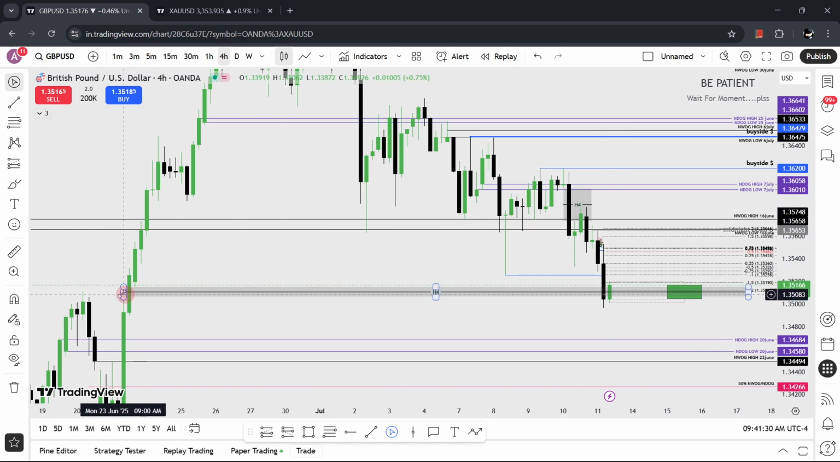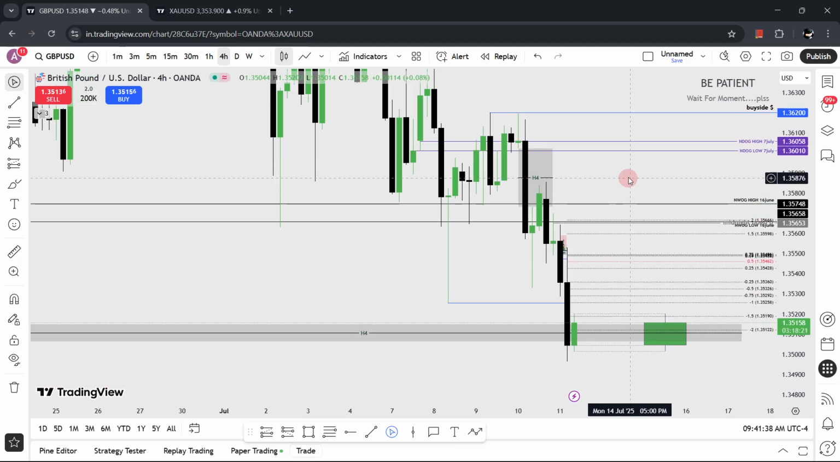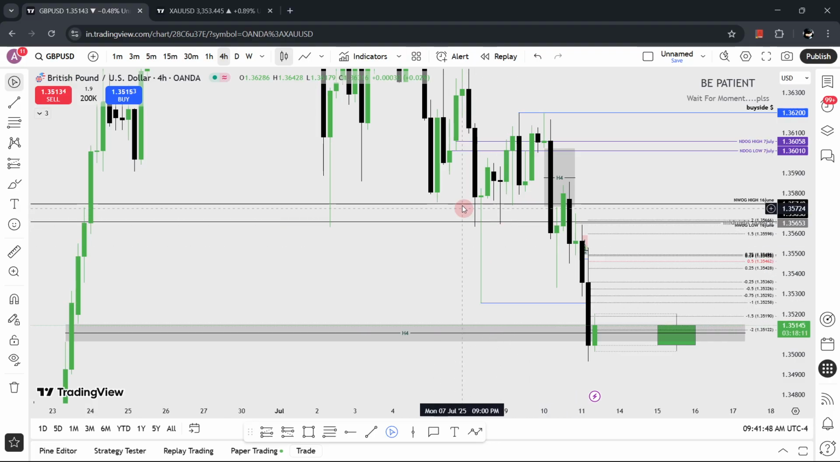You had this 4-hour unmitigated fair value gap here. You had this 4-hour low here. If you go to a smaller time frame, I just want you to look at this fall, which created a structure shift to the downside. So my target is either this 4-hour low or this 4-hour fair value gap.